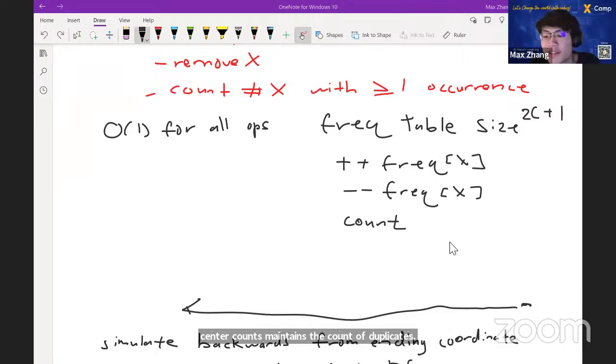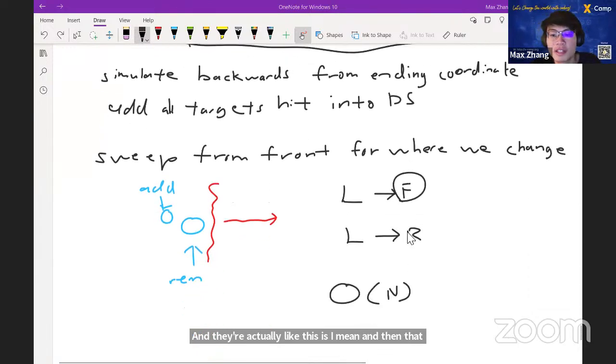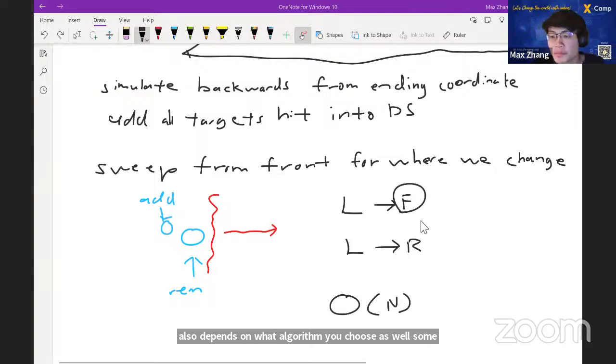Someone said this is their solution, but there's a bug somewhere. Definitely the tricky part of this problem was implementing this correctly with no bugs. And that also depends on what algorithm you choose as well. Some other solutions can get messier.